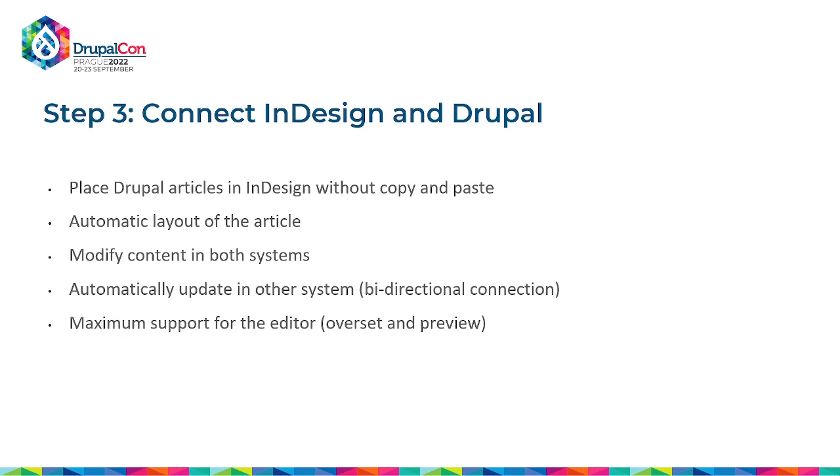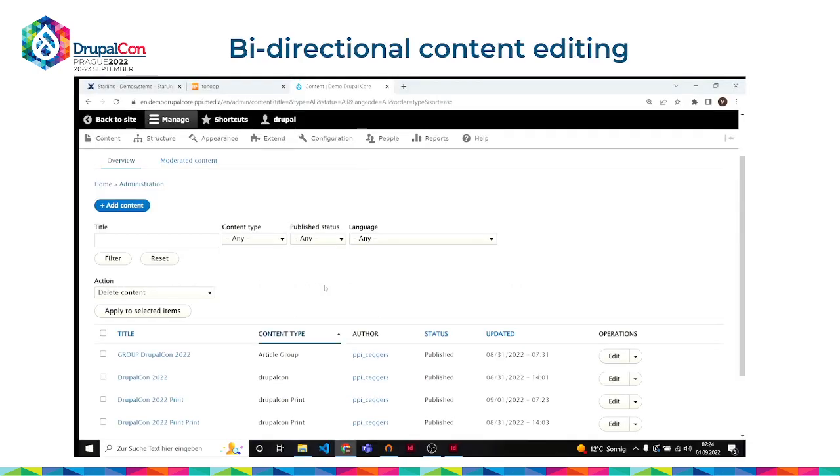And you can synchronize the content. So if you make one change, you can write it back into the other system. So that's the bidirectional connection. And we want to provide maximum support for the editor, so that he can very easily create his content and also see a preview of the print article, how it would look, and some overset. I will explain later what an overset is. You maybe don't know what an overset is for online, but for print it's important. So let's start with the bidirectional content editing.